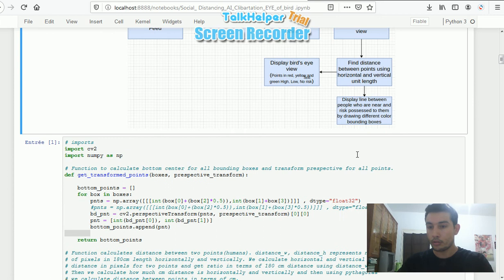And also we will show you how our algorithm will detect the closeness, and the persons that are at risk and the persons that are safe in our video.